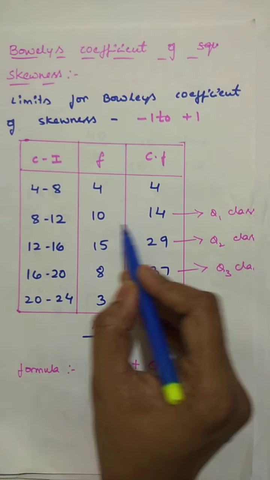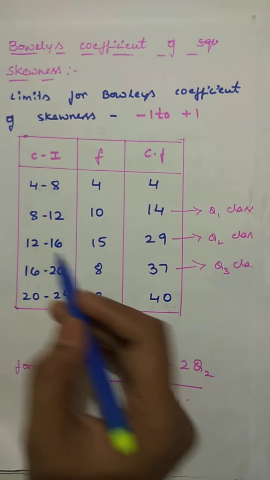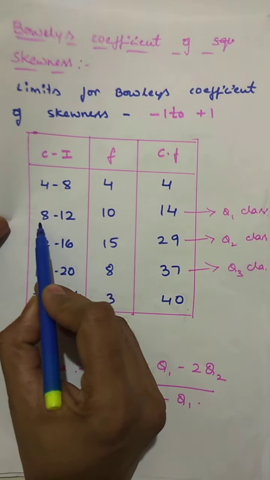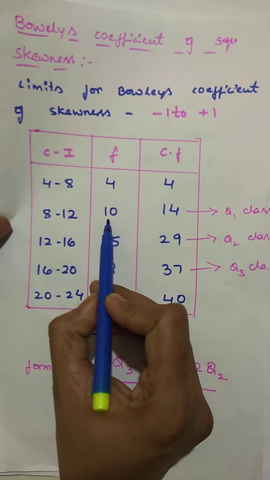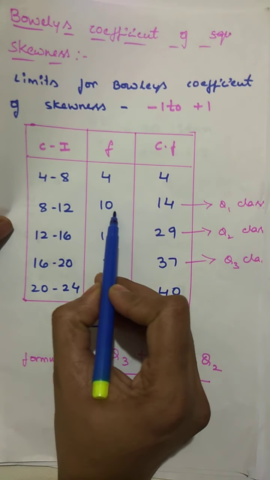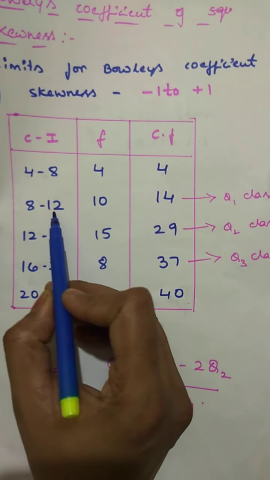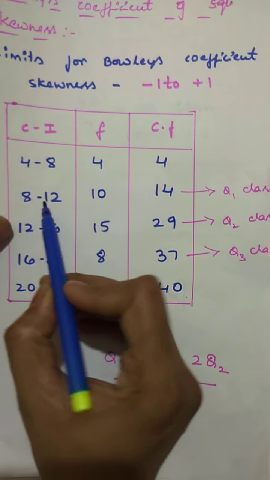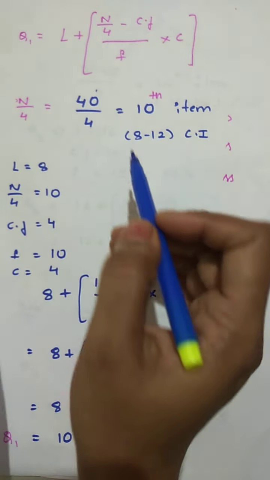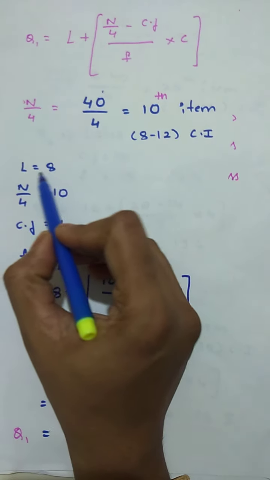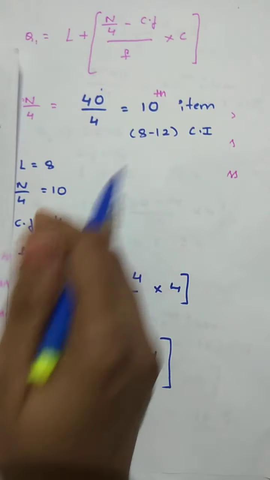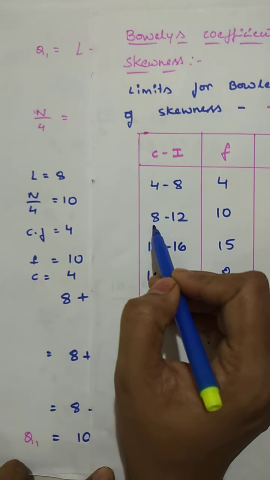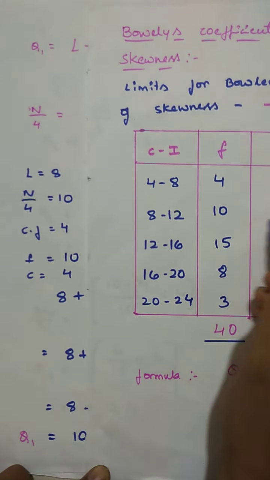The Q1 class is 8 to 12. This is the lower limit of the Q1 class. This is the frequency: 10 is the frequency of the Q1 class. And C is the difference between the upper and lower limit, 12 minus 8 is equal to 4. So we substitute all the values in the formula. L equal to 8, the lower limit of the Q1 class.